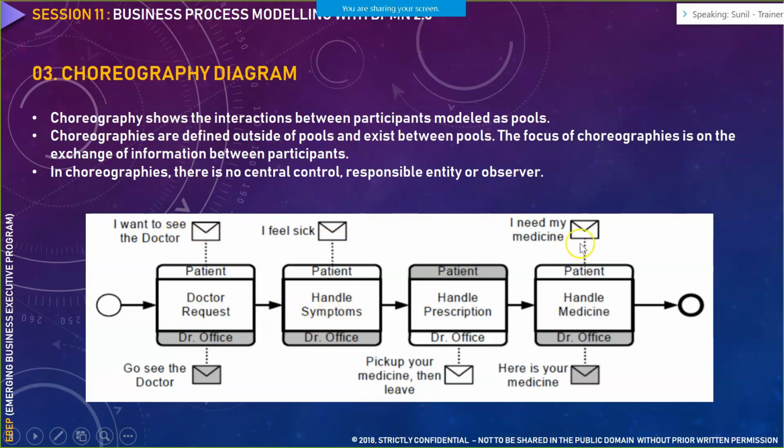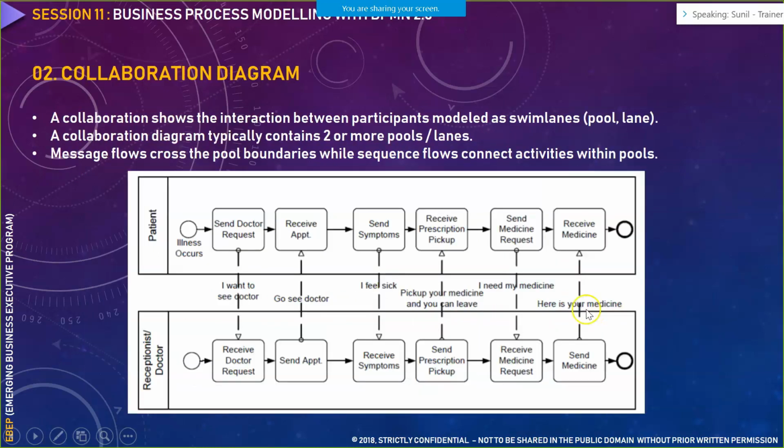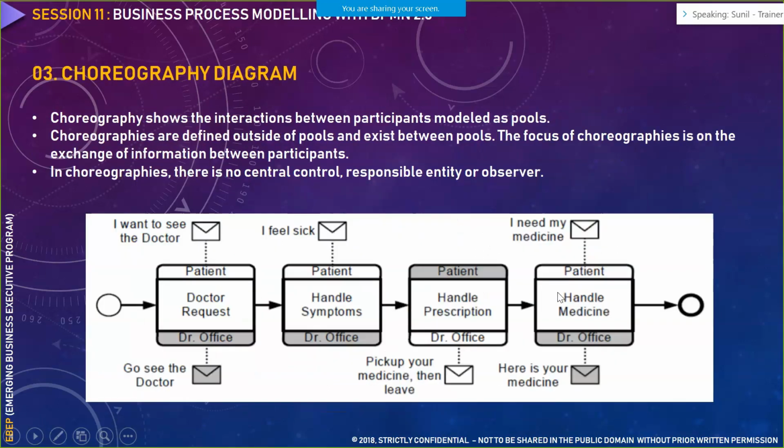The messages are not sequential here. Rather, the processes are sequential. But in earlier cases, the messages were sequential and the processes were not sequential. So that's the difference between collaboration and choreography diagram, wherein we align the processes. The messages may be sequential, may not be sequential.